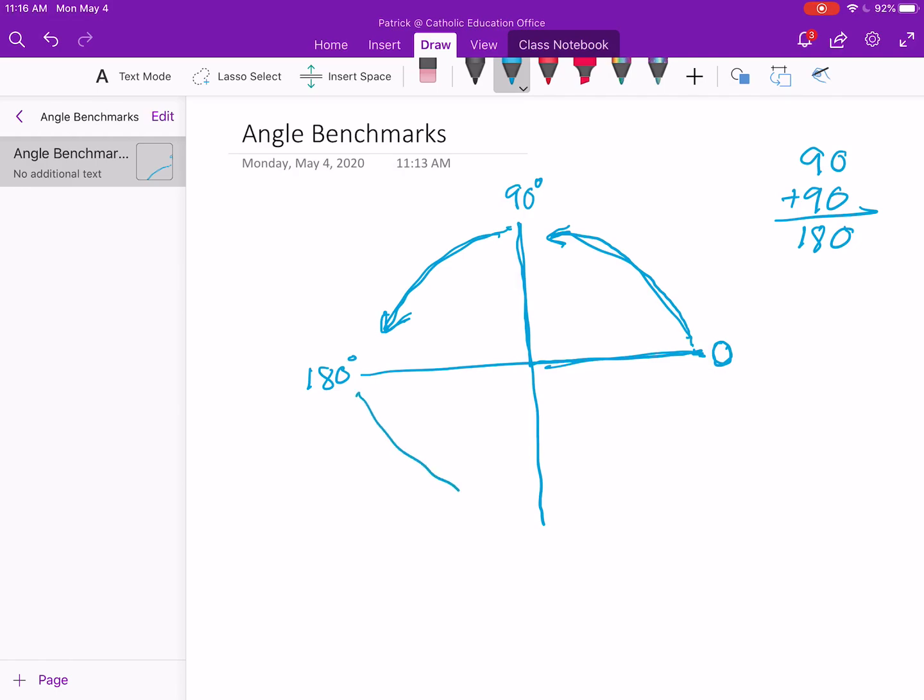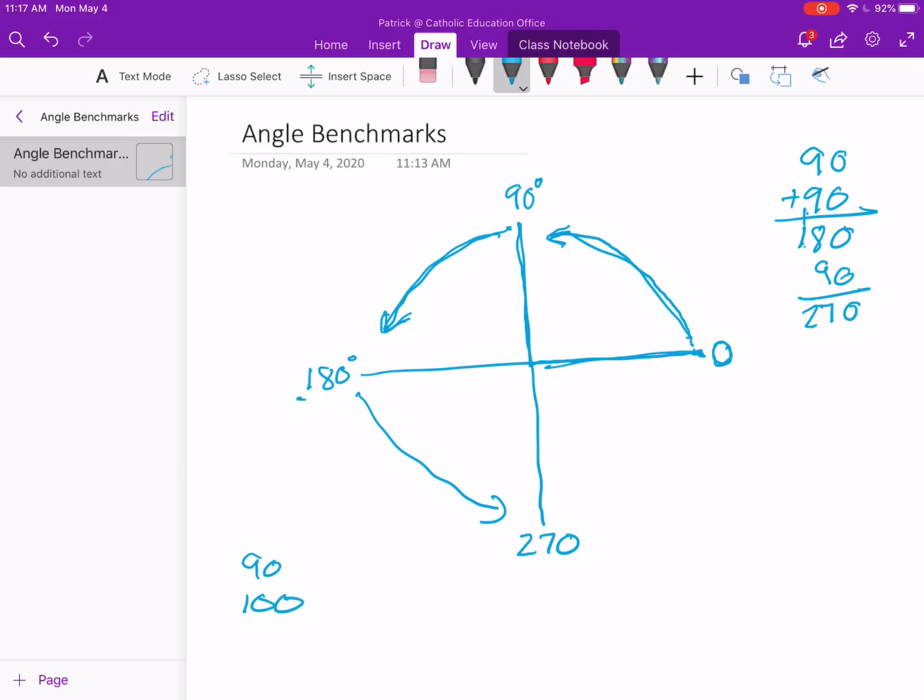Now I need another 90 to get down to here. So what's 180 plus 90? 0 plus 0. 9 plus 8, 8 and 8 is 16. 1 more is 17. Regroup. 1 plus 1 is 2. So that's 270.